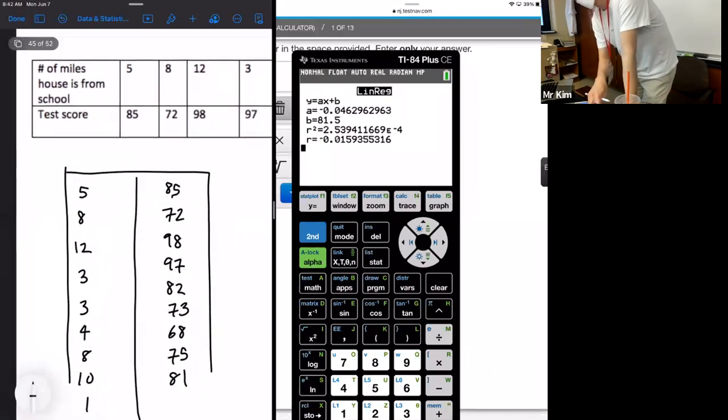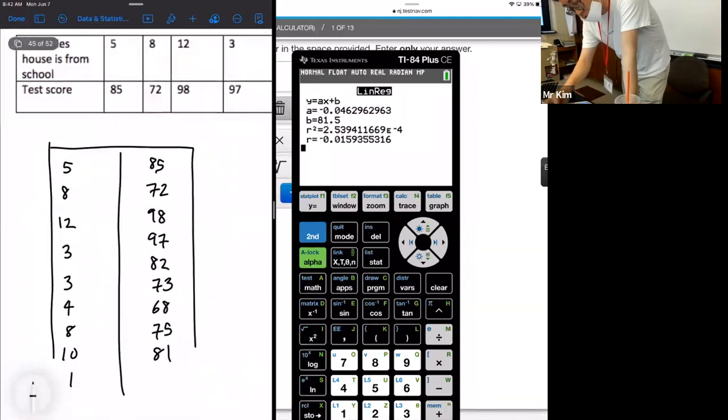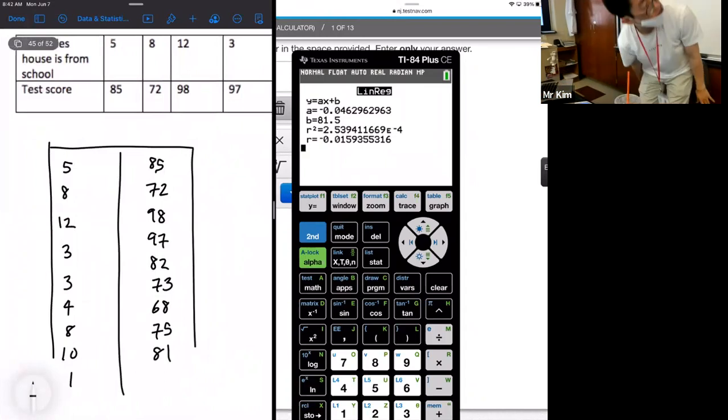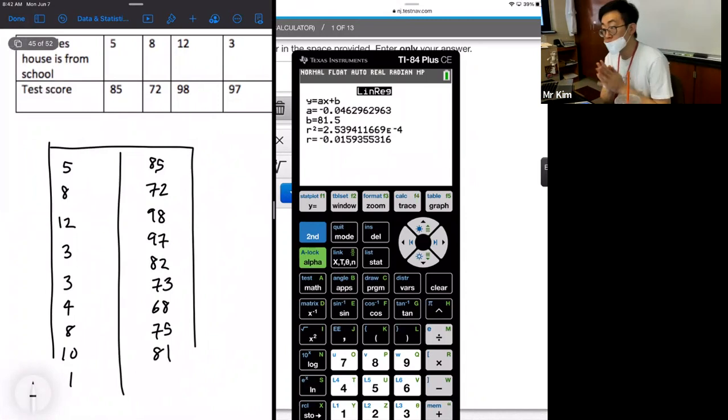Please practice using the calculator for today's homework. I'm going to give you tables, and make sure you get the linear regression model and things like that. That's it for today, and I will see you on Wednesday. We have 6 minutes left, so just relax for 5 minutes, and I'll dismiss you.